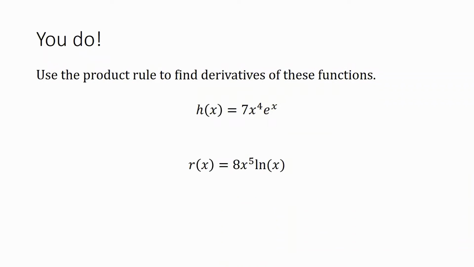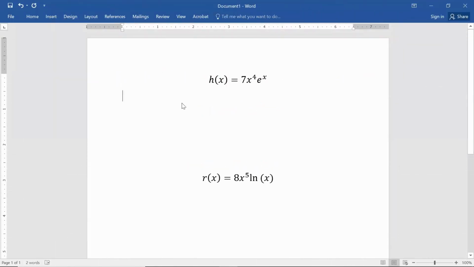So we're using the product rule on each function to find the derivatives of these two functions. We call one of them h of x and the other r of x. Let's go ahead and do that. If you haven't done that yet, make sure you pause the video and do it on your own. h of x is equal to 7x to the fourth e to the x.